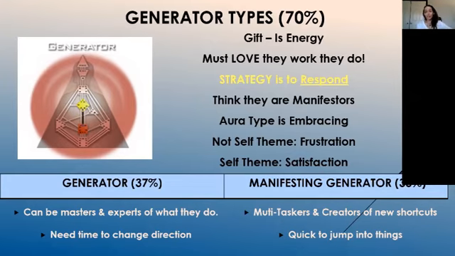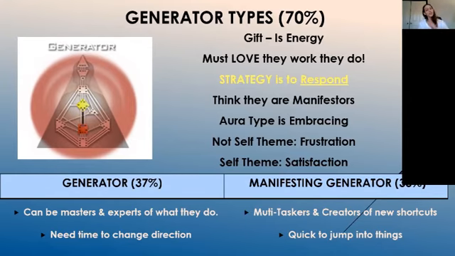All right, so manifesting generators are the type of people that are meant to multitask. Unlike a generator, a manifesting generator is going to look like the rabbit versus the tortoise. If you give a manifesting generator a project, they're going to be like, I got it, and off they go, busy and starting it. They took the directions and threw them out, and they're like, no, I got this, I'll figure it out.